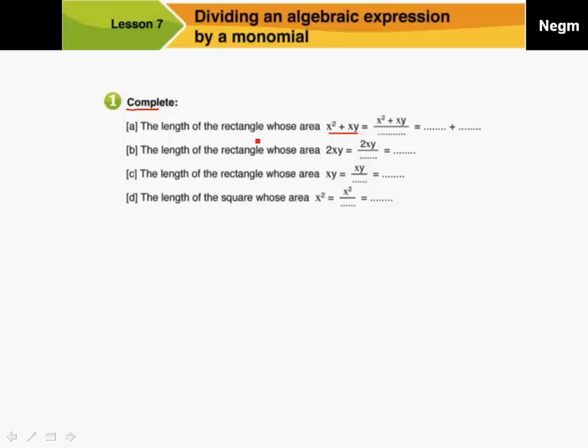In order to calculate this problem, it is easy to draw a rectangle. The area is composed of two parts. Divide the rectangle into two parts. What is the area of the rectangle? It is x squared plus xy. He asked for the length. What is the width here? We assume width is x.